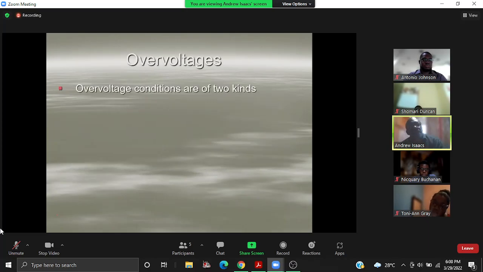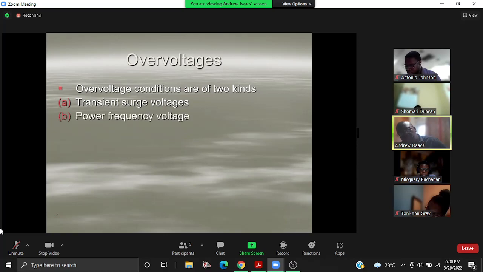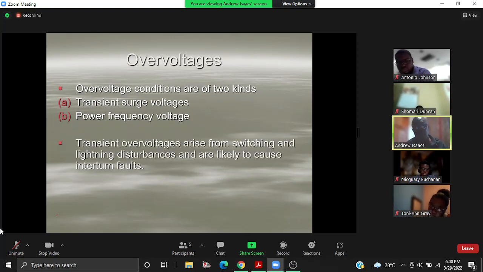All right, next, for your overvoltages, you have overvoltage due to transient surges, and you have power frequency voltage. So basically what we're talking about here is overvoltage as a result of either switching or lightning, or overvoltage just because the system is operating at higher voltages than expected.